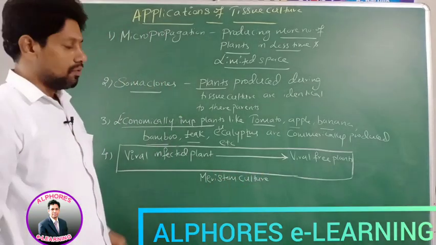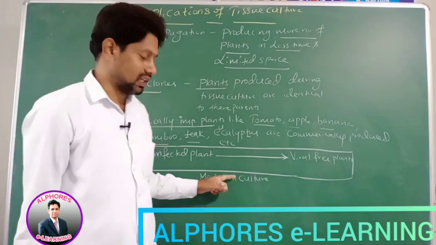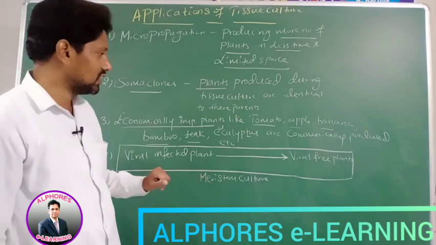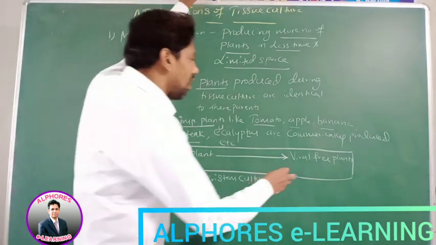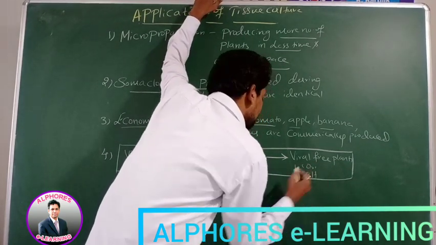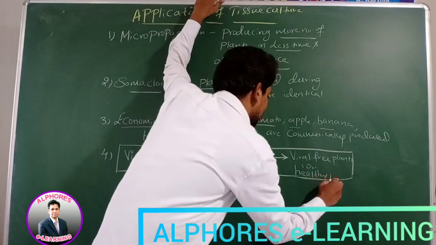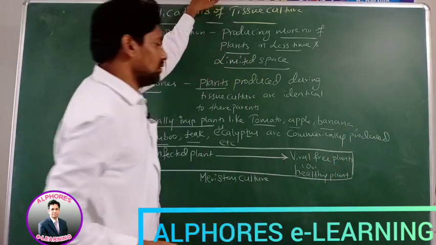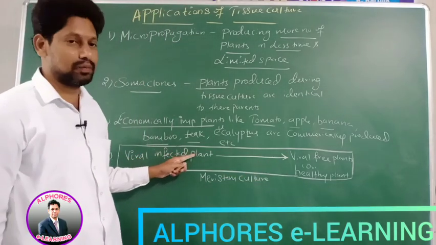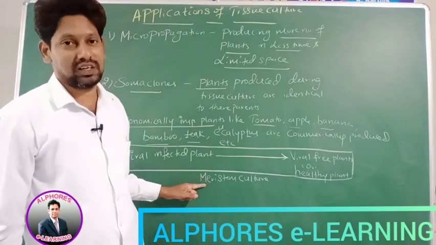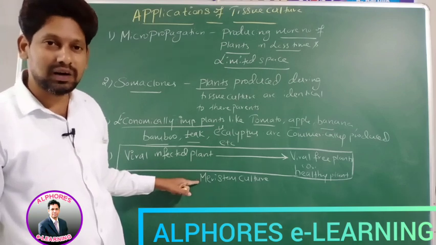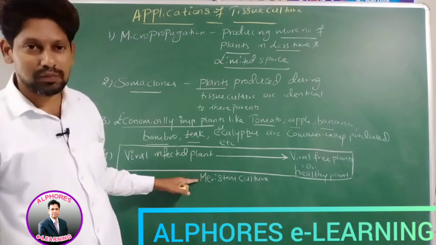By which culture, sir? Meristem culture. Therefore, by meristem culture we get a viral free plant. Can we call it a healthy plant? Yes. Therefore, viral free plants or healthy plants are produced from viral infected plants by which culture, sir? Meristem culture. Sir, in meristem culture, what do we use as an explant? Either axillary bud or apical bud. Is this statement okay? Right?